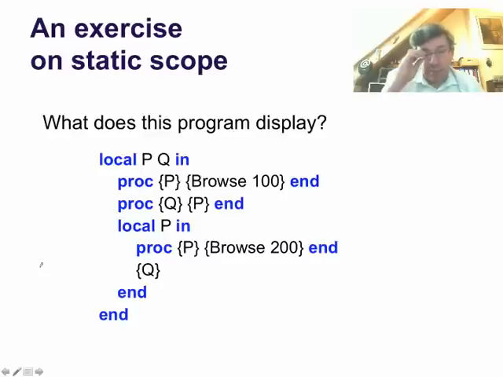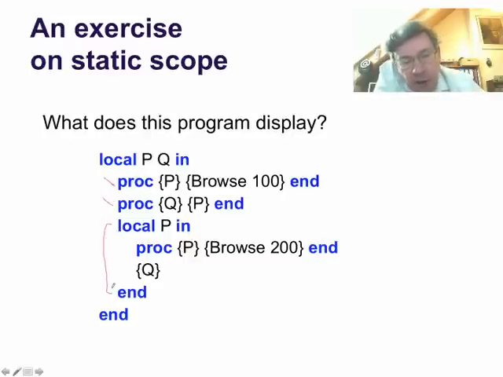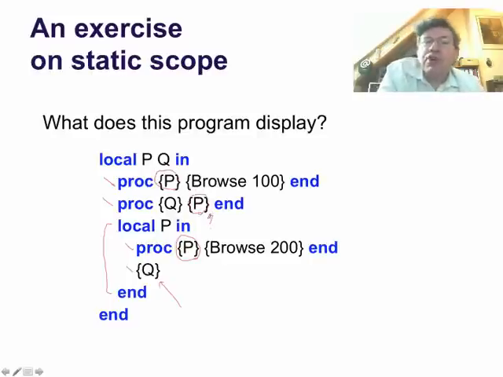So here's a little program. Local P Q, so I define here a procedure P. I define a procedure Q that calls P. I have here a local that's nested inside. I define another procedure P, and here I call Q. Now the question is, when I call this Q, what is displayed, 100 or 200? Does it call this P or does it call this P? So the P inside of Q, which definition does it call? What do you think?